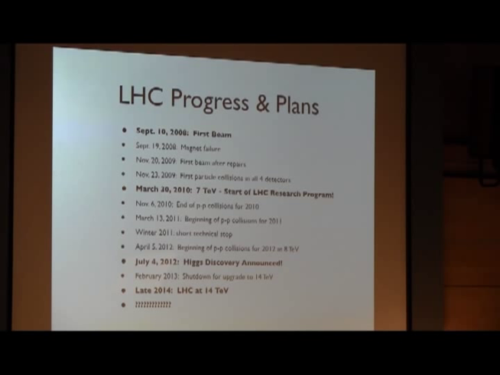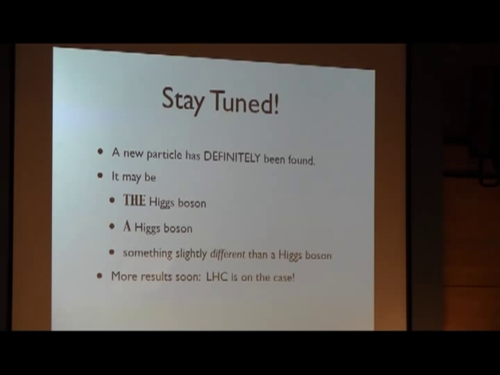This is going to open up a lot of possibilities for supersymmetry and dark matter, and even for learning more about the Higgs boson itself. So what we know is that a new particle has definitely been discovered. We think it may be the Higgs, but it could be a Higgs. It could be a supersymmetric Higgs, or it could be something slightly different than any Higgs boson. We don't actually know yet, but more results are coming soon for the Higgs boson, for dark matter, for supersymmetry, and for other even more exotic searches. And so the LHC is on the case.